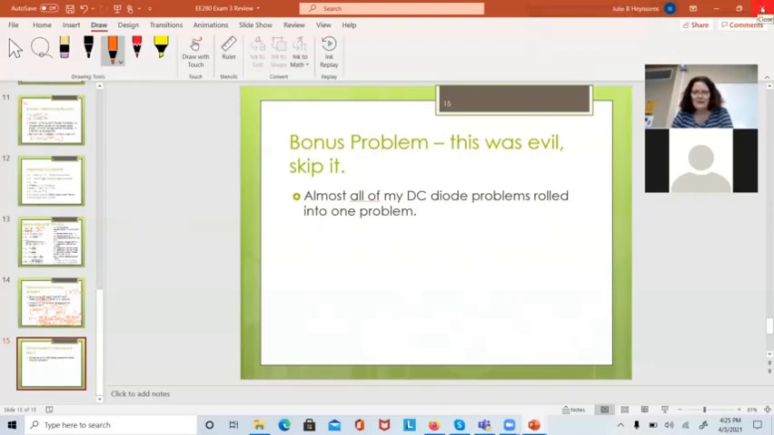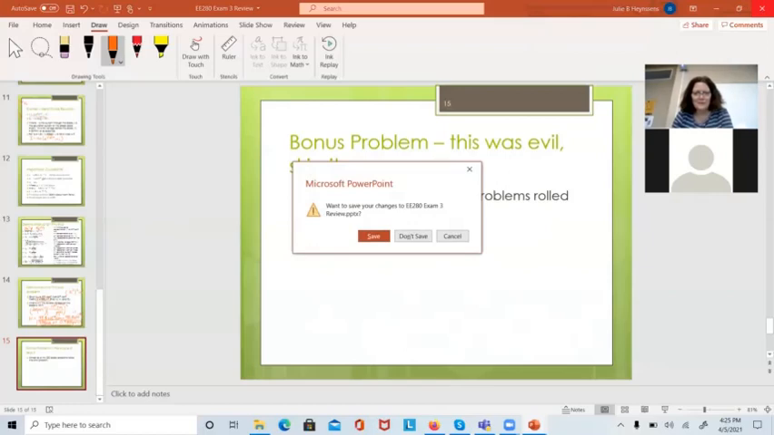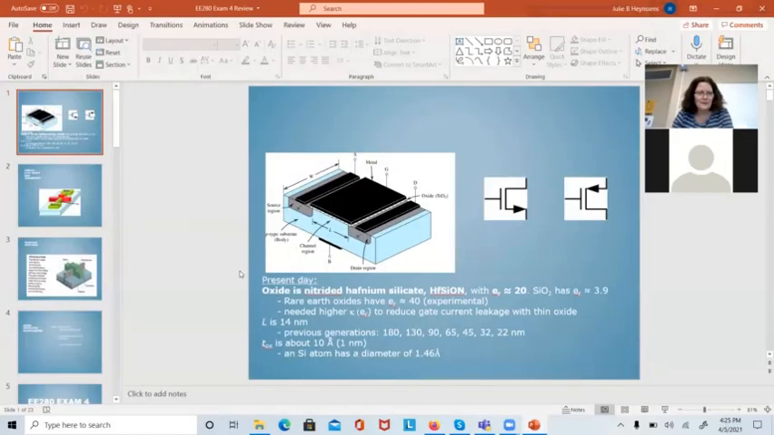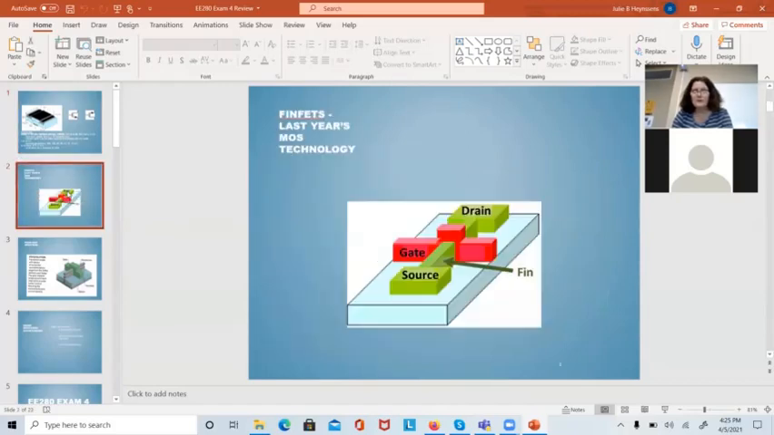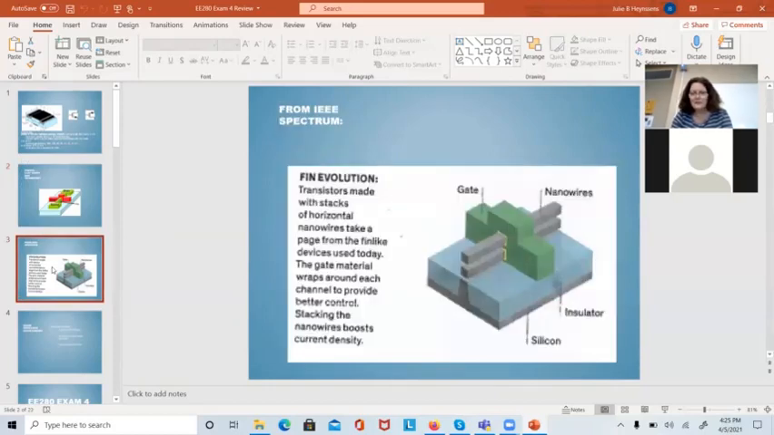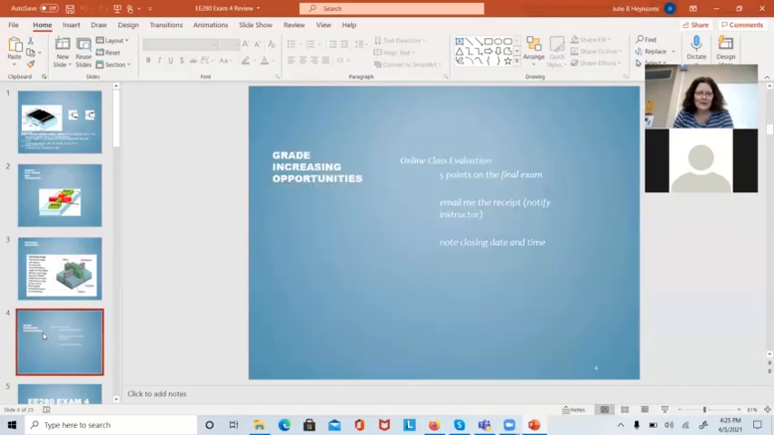Okay, so now on to the second part of the exam. MOSFETs. This is the planar technology that's in the Sedra/Smith book. This is the FinFET technology they were using until about 18 months ago. And now they're using a wider version of this called a nanosheet. And we'll talk more about that in EE280.